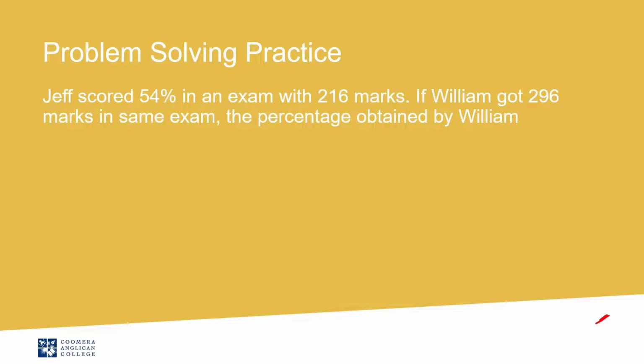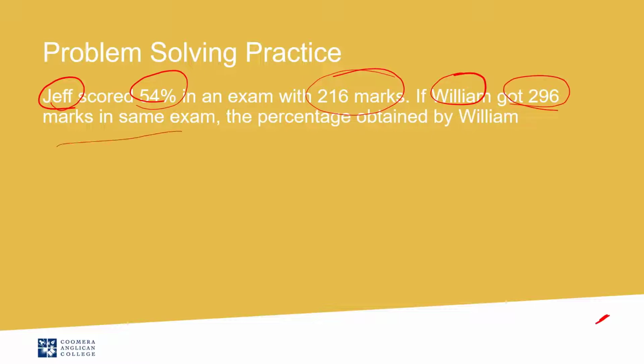All right, so in this one, we've got Jeff and William who are doing the longest exam ever. Jeff got 54% in an exam with 216 marks. And William got 296 marks in that same exam. What percentage was obtained by William?